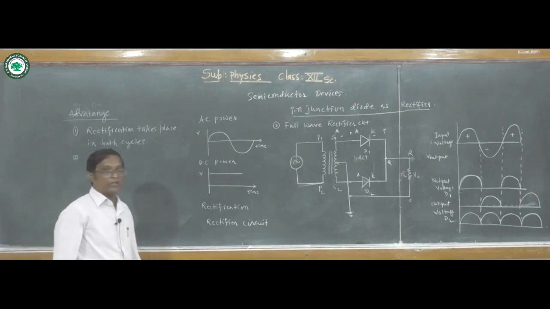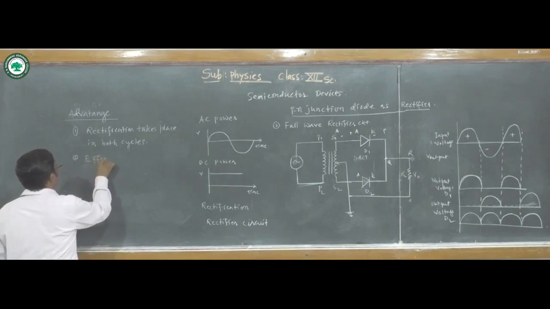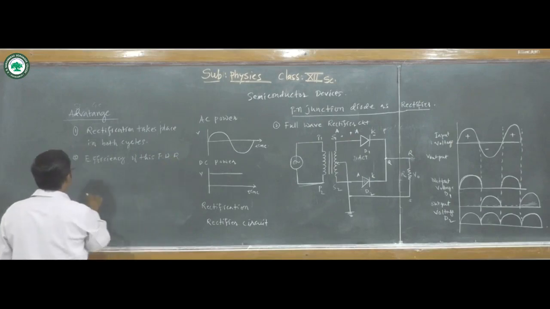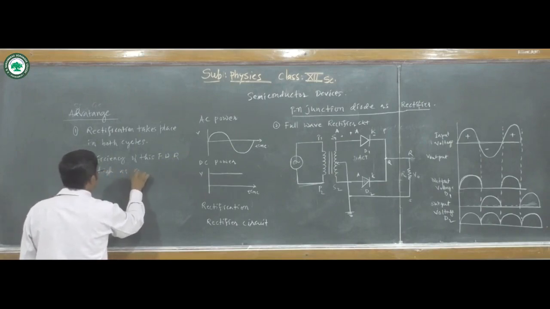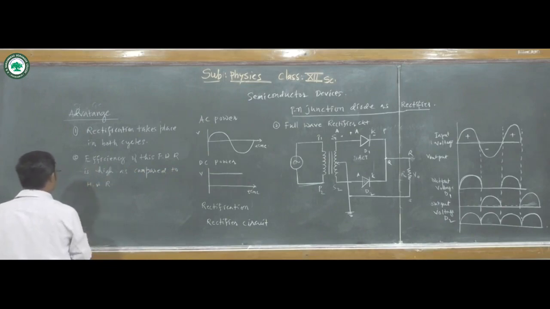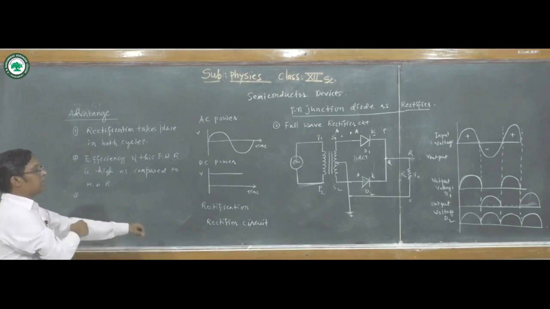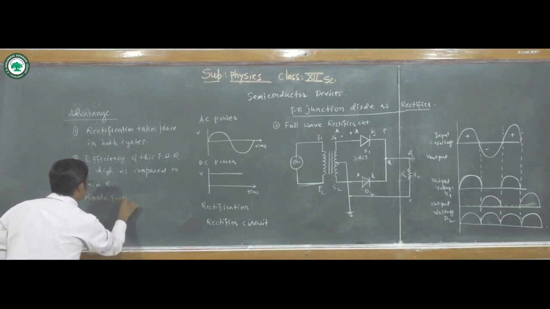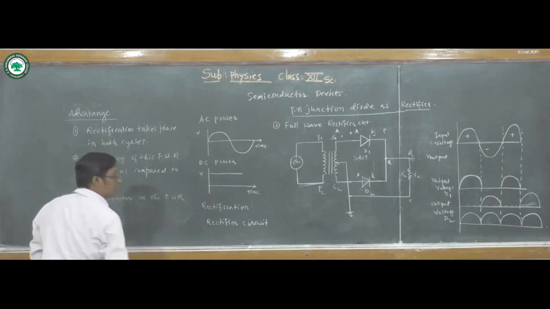Second, the efficiency of the full wave rectifier is high as compared to the half wave rectifier. And the third thing is that the ripple factor in the full wave rectifier is reduced.